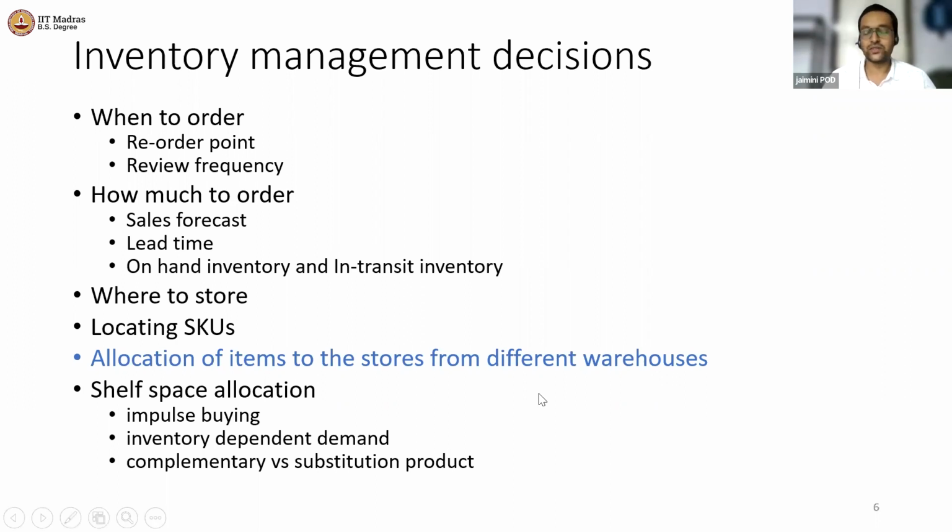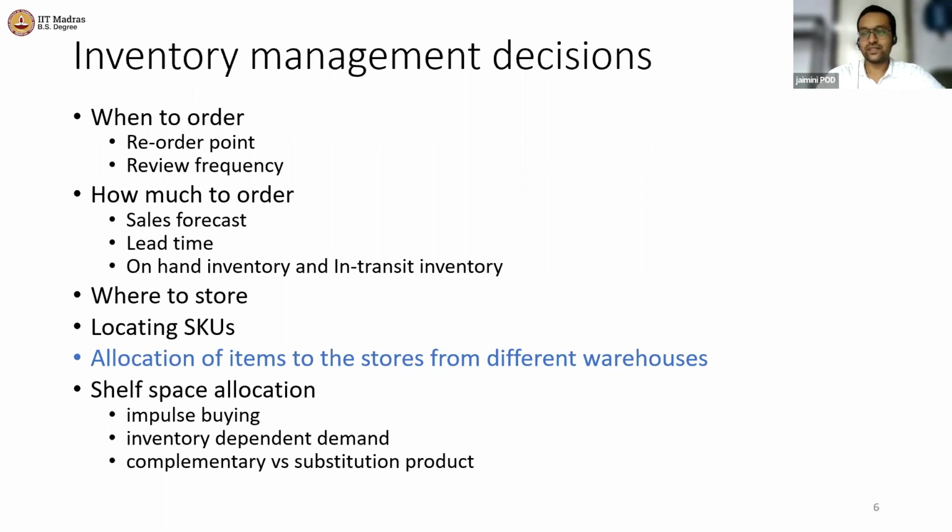Then the next thing is how much to order. Here we have a concept called the order-up-to level. So how much order will I place? The inputs for that decision will be, first, my sales forecast. The sales forecast again is a data science problem. You need to account for all the trends, seasonality, all your sales, everything.